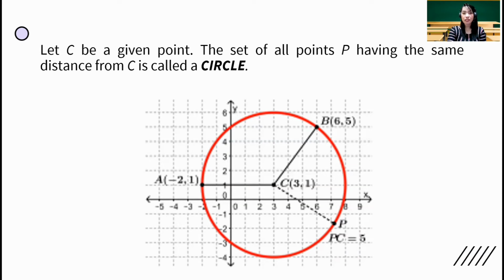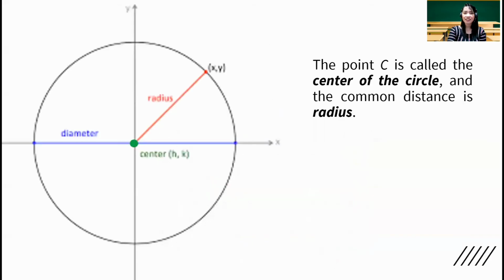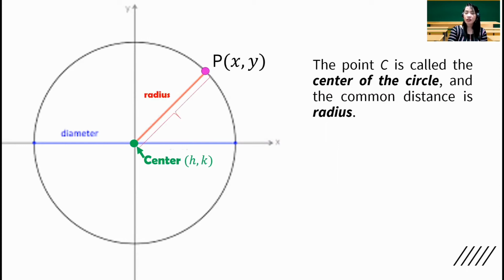Let C be a given point. The set of all points P having the same distance from point C is called a circle. The point C is called the center of the circle and the common distance is the radius. The center has the coordinates (h, k), a point on the circle has the coordinates (x, y), and from point P to the center, the distance or the common distance is what we call the radius.